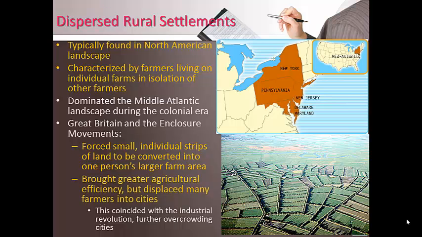Great Britain also had something called the enclosure movements, and what they wanted to do was mimic this dispersed rural settlement. They had a lot of small individual strips of land that people were farming that didn't seem very efficient, so they converted these pieces of land into one large farmland for one person. This brought greater agricultural efficiency, but unfortunately it displaced many farmers, which pushed them into cities. These enclosure movements occurred in the late 1700s and early 1800s with the Industrial Revolution, which forced many farmers to cities, and this further overcrowded cities, even though it created a more agriculturally efficient farmland area.